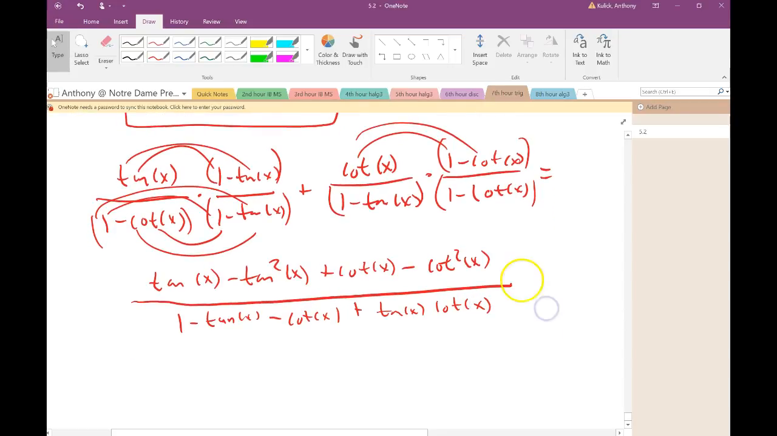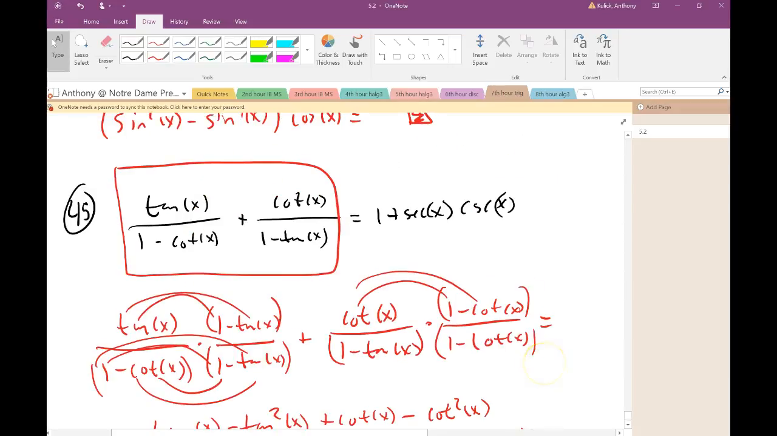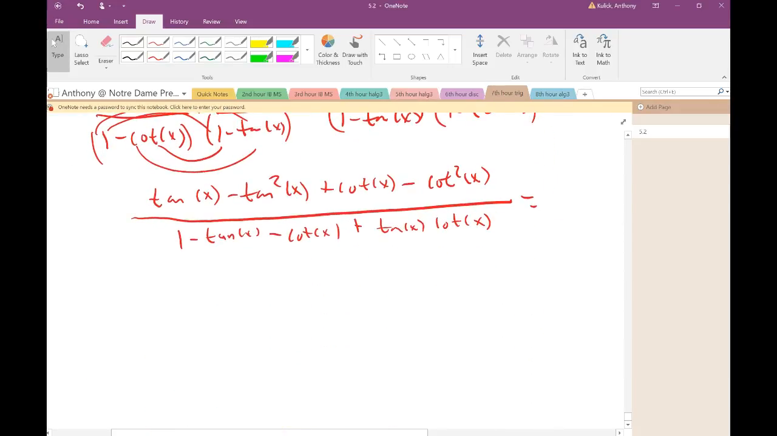All right. Where am I trying to get to? Whoa, jeepers creepers. Okay, so let's see here. Oh, tangent times cotangent. What's that? That's 1. Everybody agree with that? Tangent times cotangent is 1. So my numerator then becomes 2 minus tan x minus cotangent x.